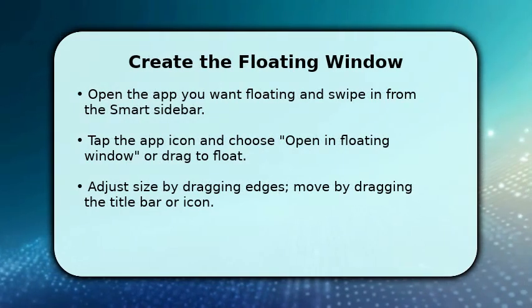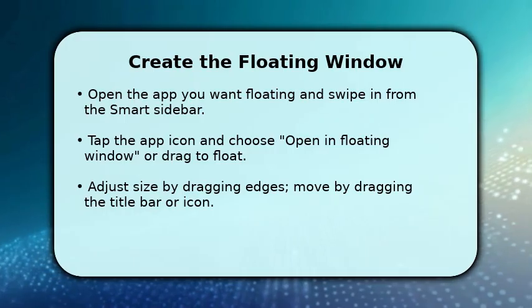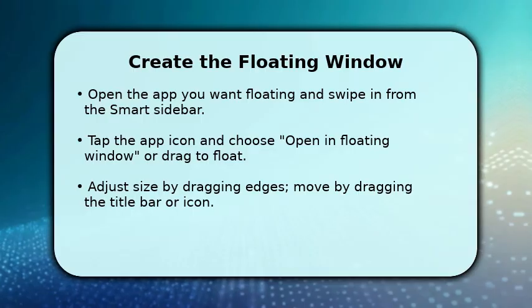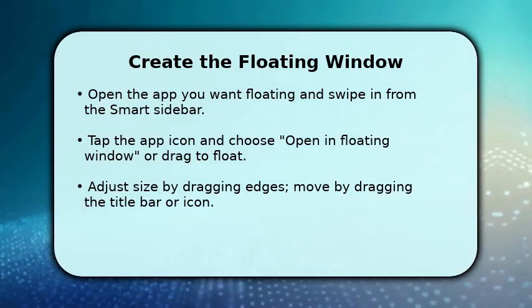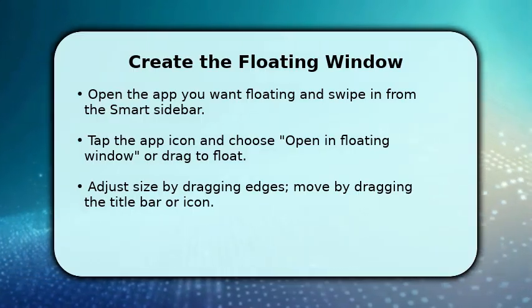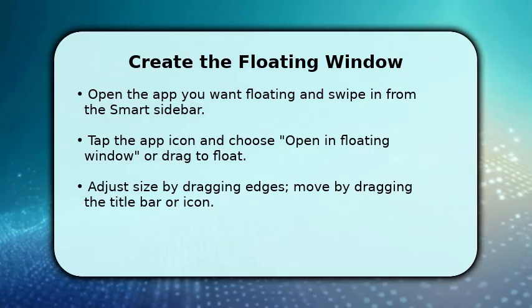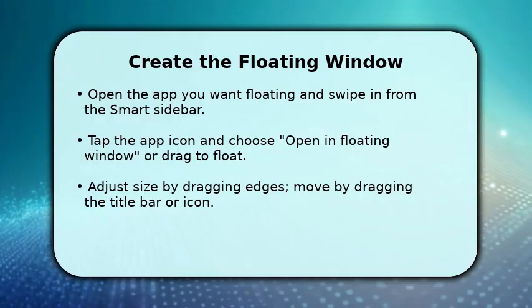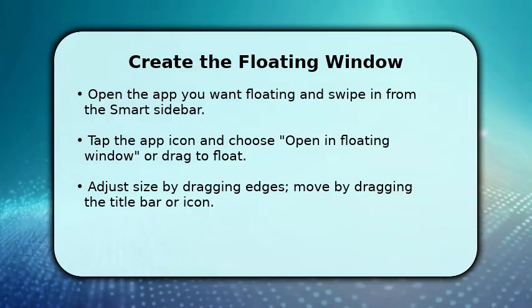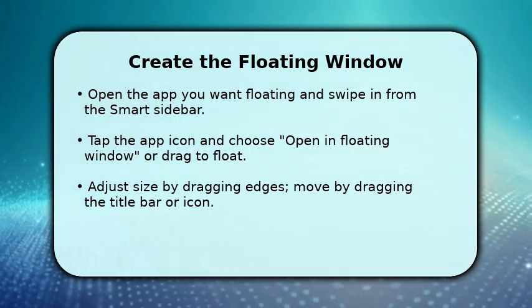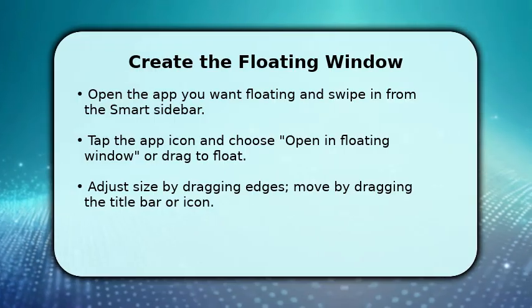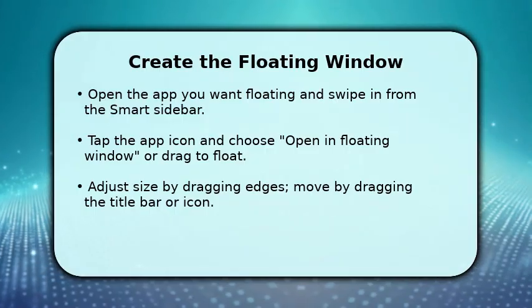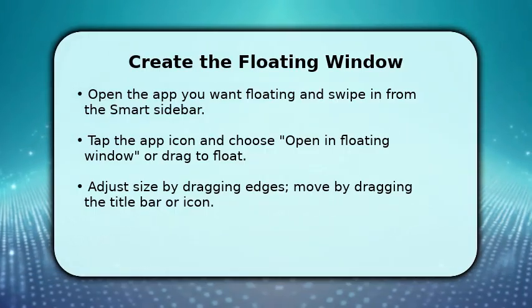Now create the actual floating window. Open the app, then swipe in from the Smart Sidebar or long press its recent app thumbnail. Tap the app icon in the sidebar and select Open in Floating Window, or drag the icon to the floating area to spawn it. Once visible, resize by grabbing and dragging the window edges, and reposition by dragging the title bar or floating icon. This preserves multitasking flow. You can continue using other apps while the floated app stays on top.